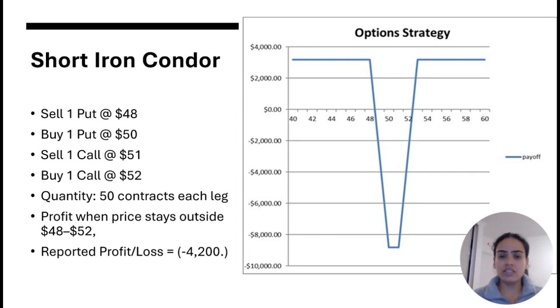Unfortunately, in our case, the stock price moved outside the 48 to 51 range, which triggered a loss of $4,200. While we incurred a loss, the maximum possible loss was capped, thanks to the long call and put options that provide protection. The payoff diagram features a flat plateau between $48 and $51, representing the profit zone. But unlike the short strangle, the losses are limited beyond the range due to the protective long options, creating a safer risk profile overall. Thank you.